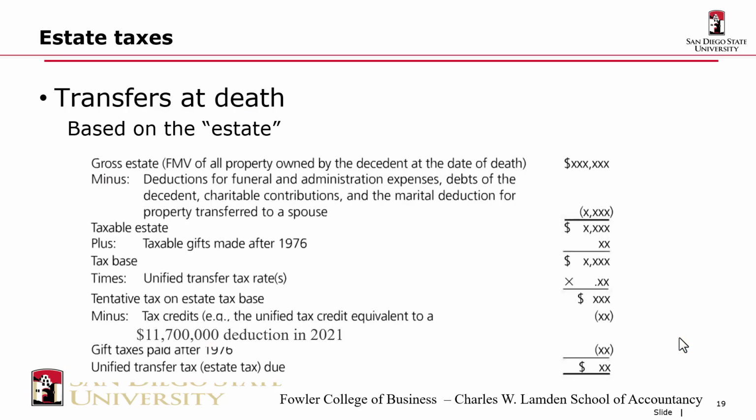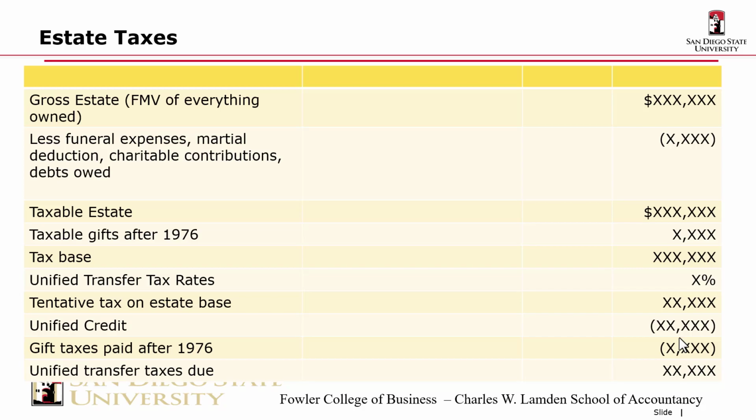Okay, so we're going to skip that page because I've reconverted it into this nicer page. And this is how you calculate estate taxes, right? So again, gifts you give while you're alive. Estate is what you consider what you're giving away when you die. So you value the gross estate, that's the fair market value of everything you own.